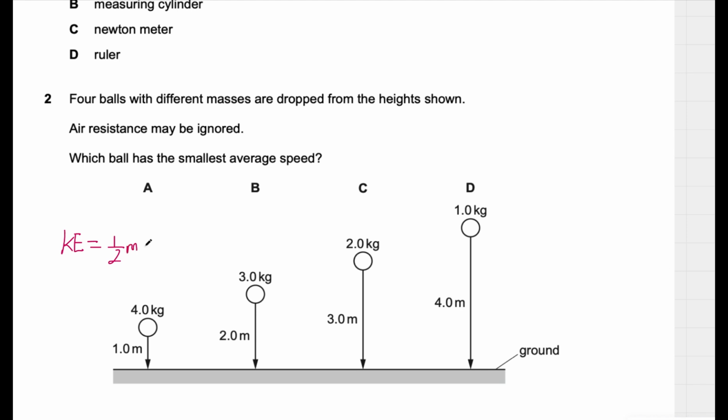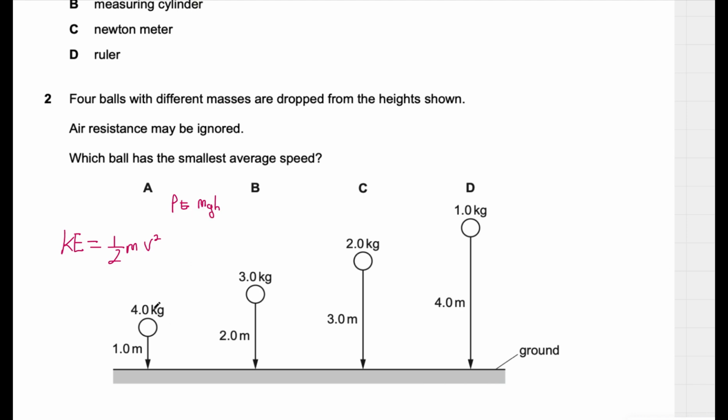So we can calculate the energy. The potential energy equals the kinetic energy. Potential energy is mgh. We encountered this type of question last time, but we did it in another way. This time, we calculate the energy. Potential energy equals kinetic energy, so you calculate the speed, make speed the subject, and you'll be able to tell which one has the smallest speed.